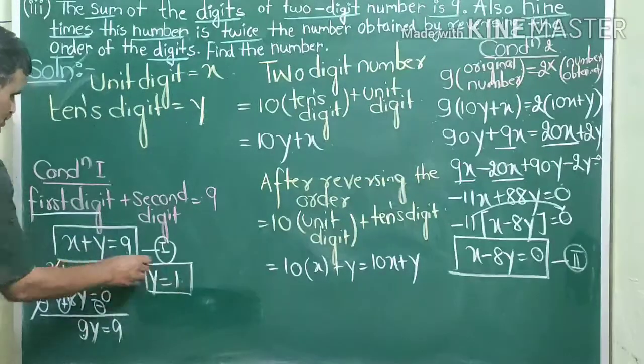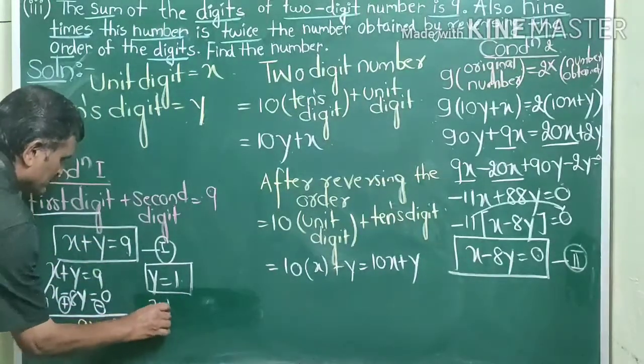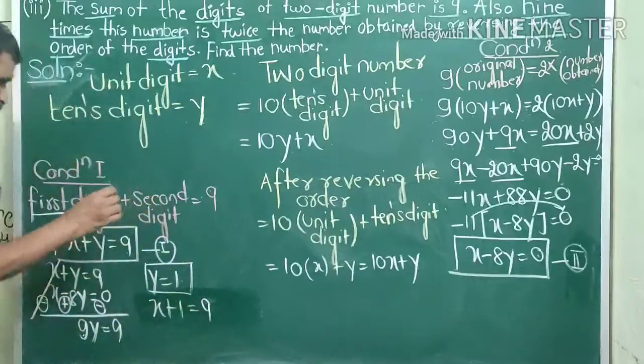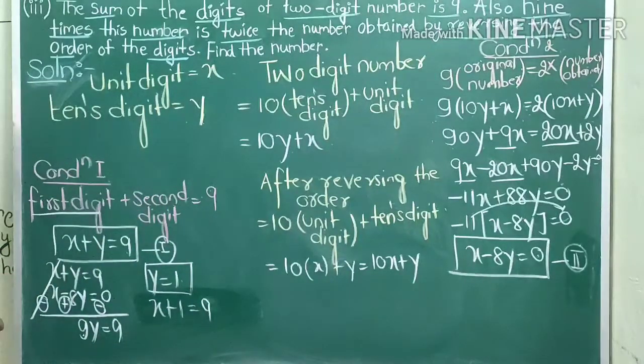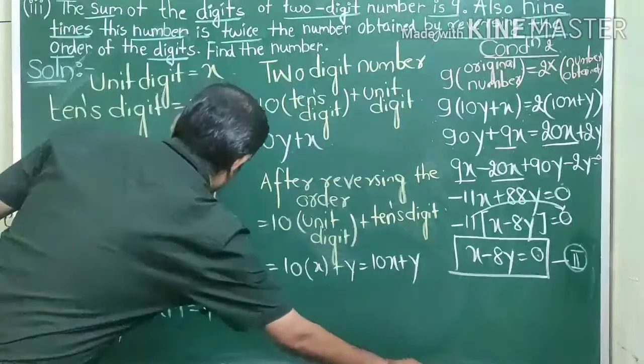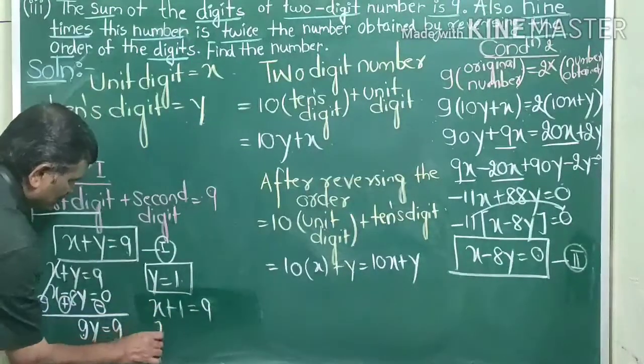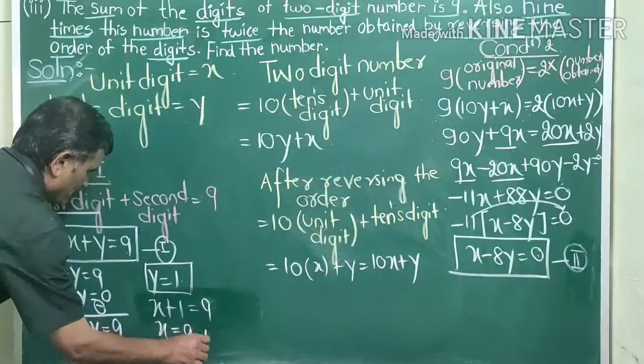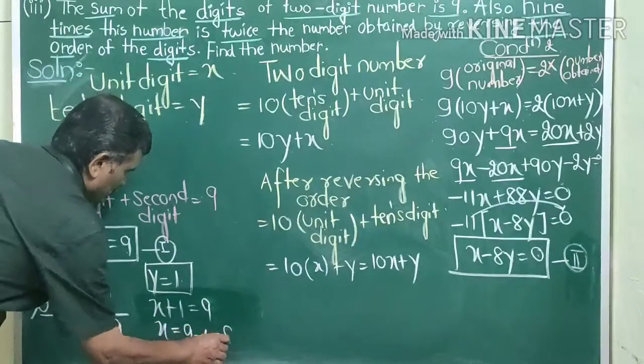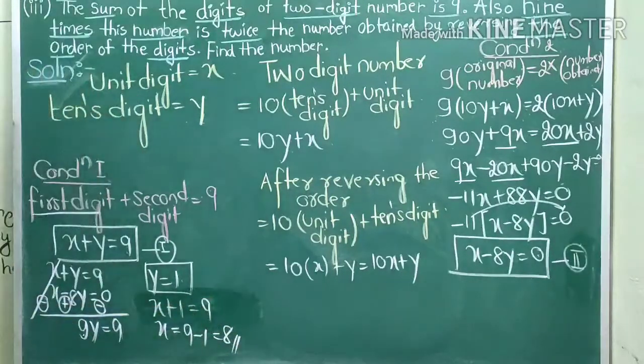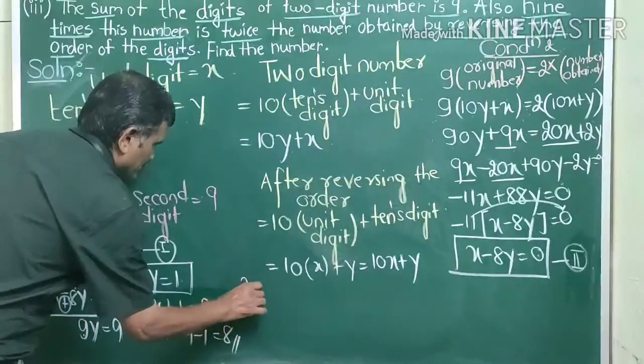Suppose if I put this y is equal to 1 here, then it becomes x plus 1 is equal to 9. So x is equal to 9 minus 1. And 9 minus 1 is how much? 8. So children, again the same thing I want to tell you, children make mistake here.